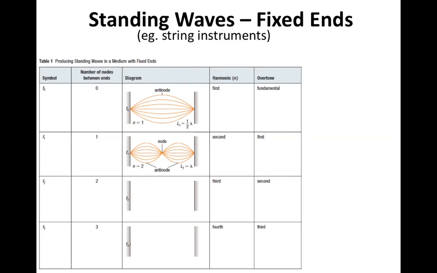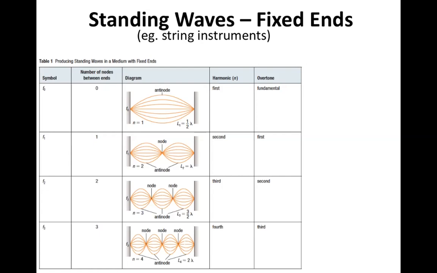That's the second harmonic and the first overtone. Then the third frequency that allows a standing wave where it's fixed on both ends is like this, where you have these 3 lobes. And that's called the third harmonic because it's the third opportunity to create a standing wave. Or it's called the second overtone. And then the fourth one is when you have these 4 lobes. It's the fourth harmonic. It's the third overtone.